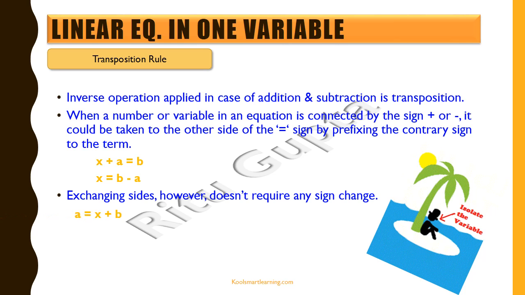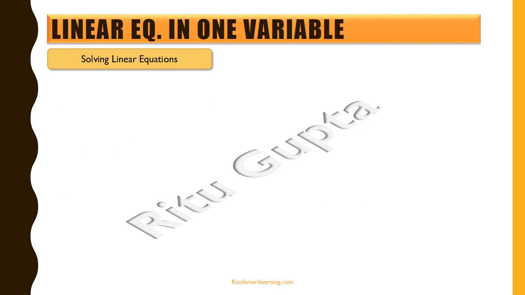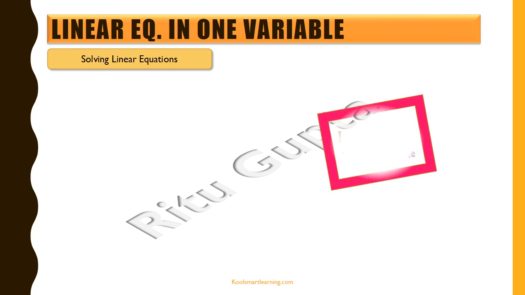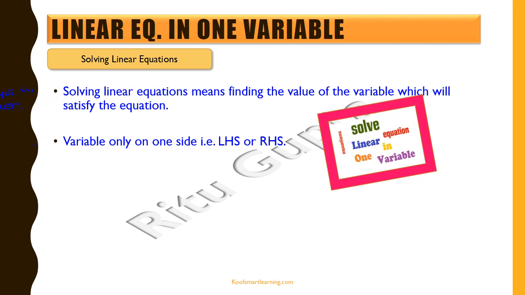And what is exchanging sides? If we are to say a is equal to x plus b, we could also say x plus b is equal to a. And that is when we call it exchanging sides. This is where we don't need to change any signs. Now let's see how we solve linear equations.